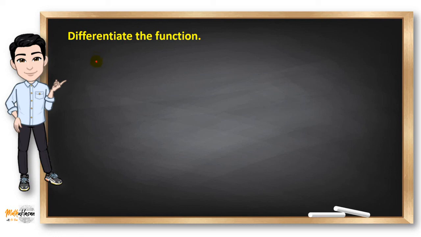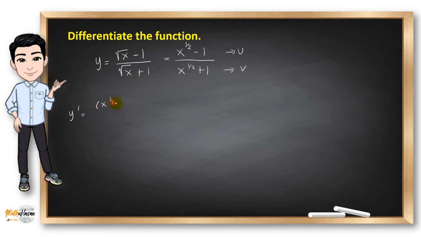Now, how about if we have y equals square root of x minus 1 over square root of x plus 1? So, para mas mapadali, yung square root of x, exponential form natin. Ayan. Then, this is now our u, and this is now our v. So, we now have y prime equals v, na ikakopy ko lang itong x raised to 1/2 plus 1, and then, multiply to the derivative of the numerator.